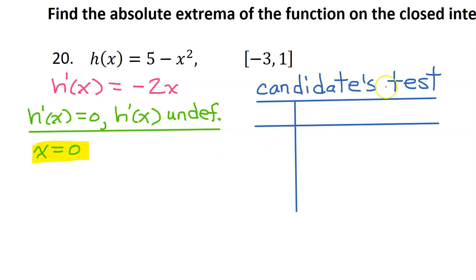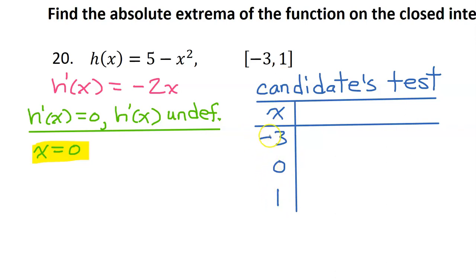Now we're going to make something called the candidate's test, which is really just a t-chart where the x values are made up of any critical numbers and the endpoints. So we're going to put these x values in order. So we'll start with the endpoint of negative 3, and then we have the critical number of 0, and then we have another endpoint of 1.